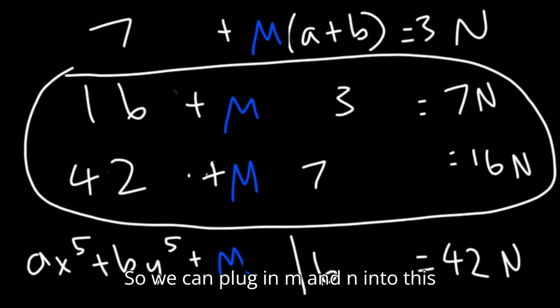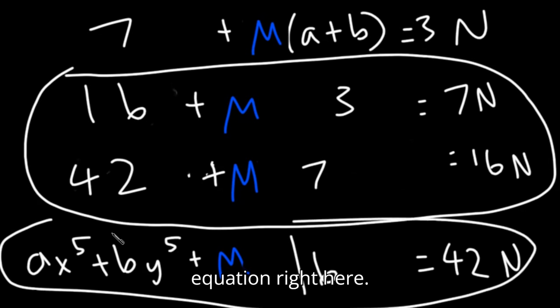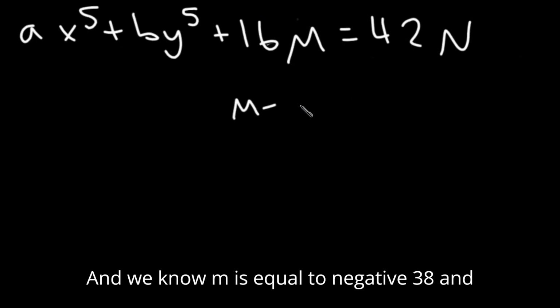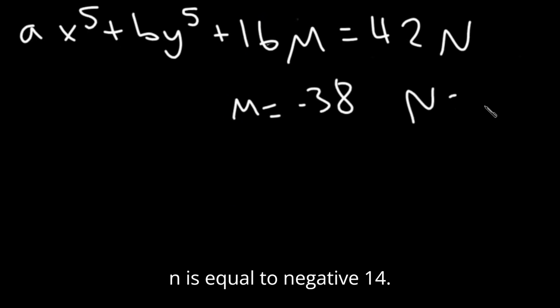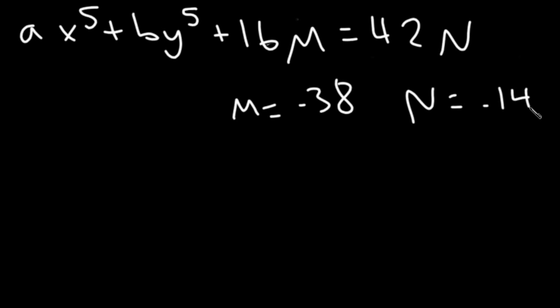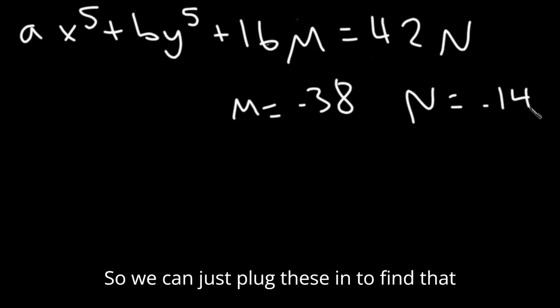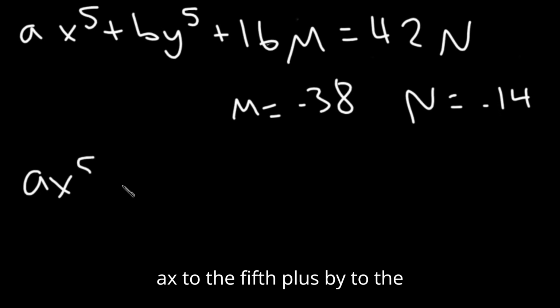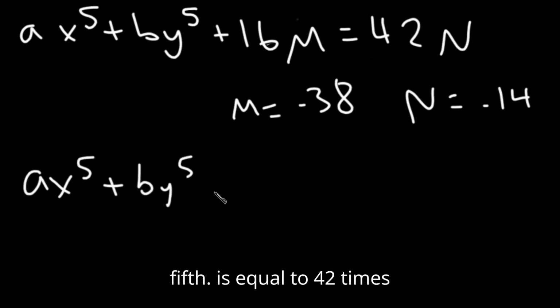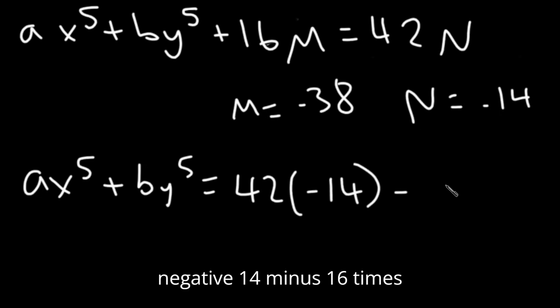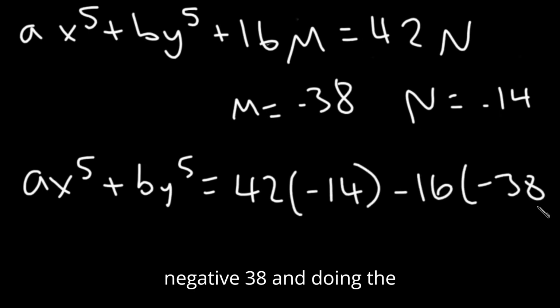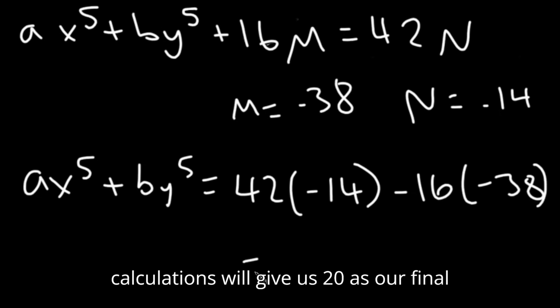So we can plug in m and n into this equation right here. And we know m is equal to negative 38 and n is equal to negative 14. So we can just plug these in to find that ax to the 5th plus by to the 5th is equal to 42 times negative 14 minus 16 times negative 38. And doing the calculations will give us 20 as our final answer.